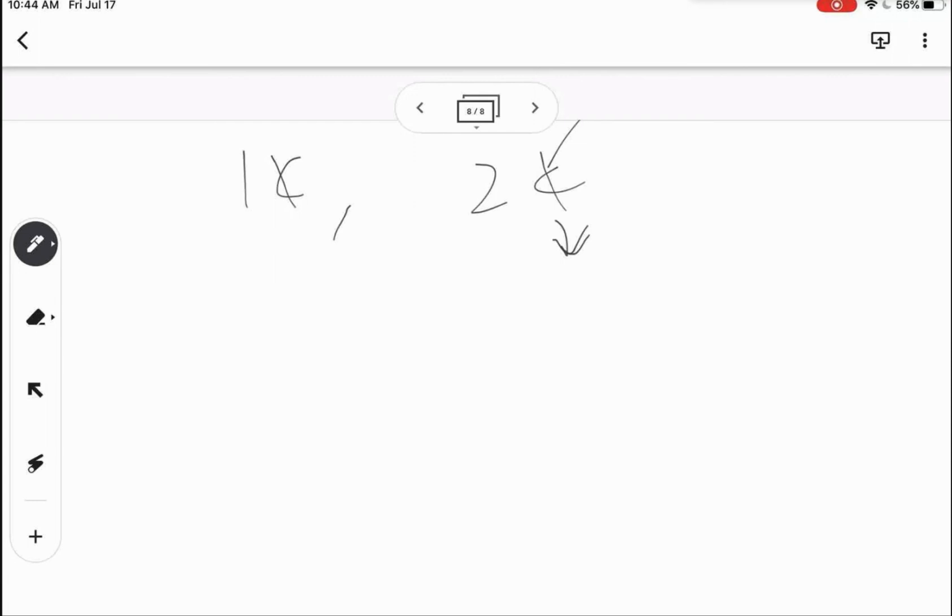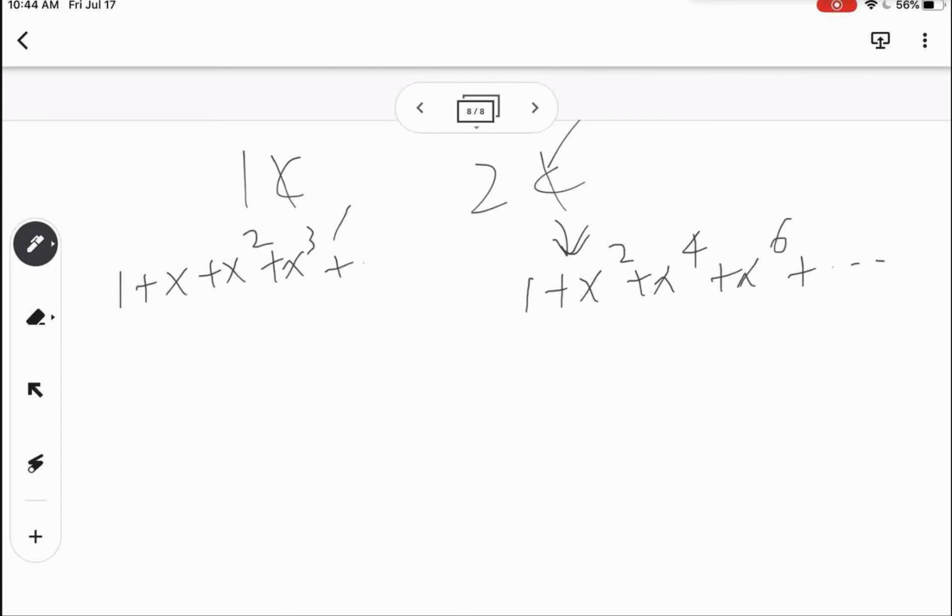So for 2 cent coins, it would be 1 plus x squared plus x to the 4th plus x to the 6th all the way to infinity. And 1 cent coins would be 1 plus x plus x squared plus x cubed all the way to infinity, right? If you multiply these two generating functions, you can find exactly how many ways you can pay with 1 cent and 2 cent coins. Of course, you don't want to multiply infinite functions, so if you want to pay n cents, you only consider the terms up to n, right?